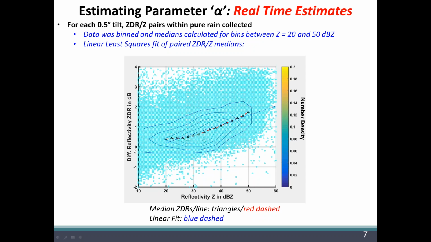For instance, here is a scatter plot with differential reflectivity on the y-axis and Z on the x-axis. The blue dots are all the ZDR-Z pairs that are in these reflectivity bands, and the contours are the numerical density of the data. So despite how spread out this scatter plot looks, most of the data is right in through here. The dashed red line with the triangles connects the medians for each reflectivity band. And then the dashed blue line is the estimation of the slope. And from the slope, we get the value for alpha.